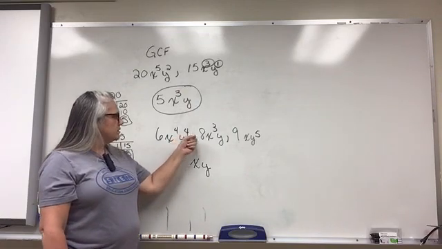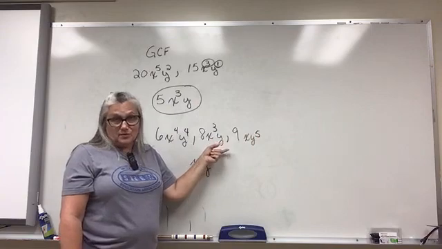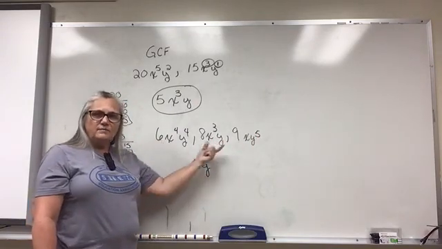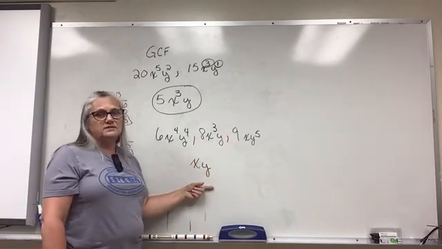I have a 4, a 1, and a 5. Well, 1's always the smallest number, right? So I have a 1. So my greatest common factor between all of this is just xy.